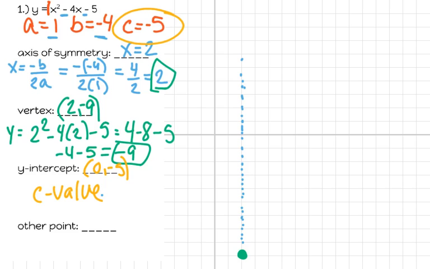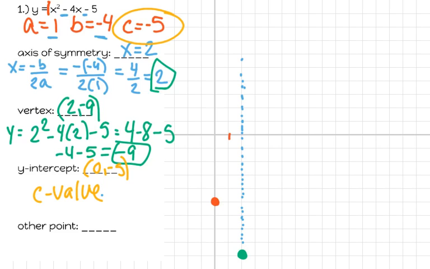My y-intercept, we said, is at negative 5. So you're going to put a point at 1, 2, 3, 4, 5, 0, negative 5. And now the other point that I need to choose should be on the same side of the parabola as the y-intercept. So my y-intercept is here. It's to the left of the vertex, which means I need to choose another x value that's to the left of the vertex. You actually have an infinite amount of options.